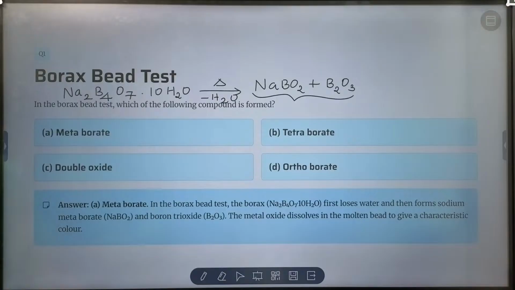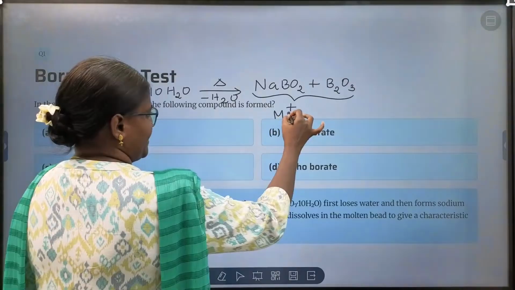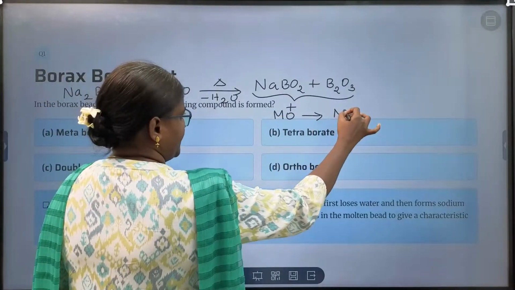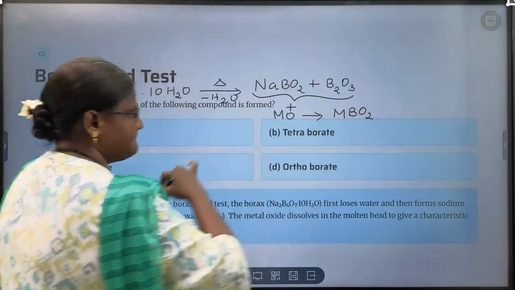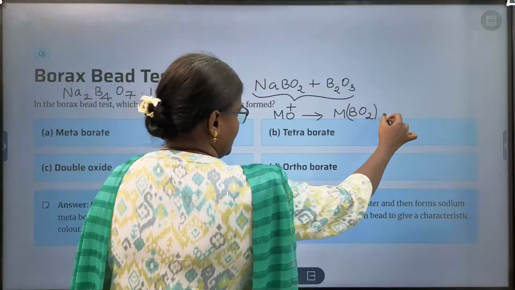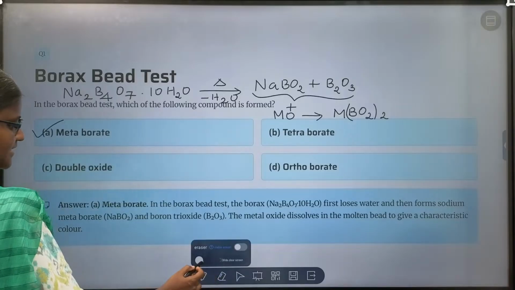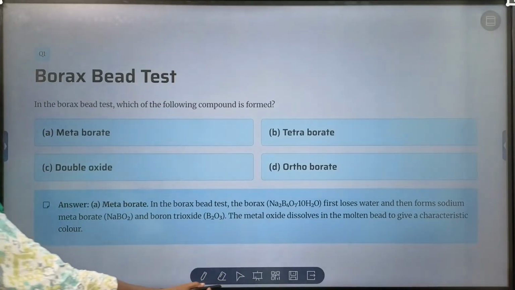And to this glassy bead, earlier you add the metal salts, right? So metal oxide, then you will be getting that metal metaborate. And the metal metaborate will be of various colors. So how do you identify from the borax bead test? Actually, it is the formation of metaborate. So that is the answer. Yes, I hope I made it clear. So we will move on to the next question.